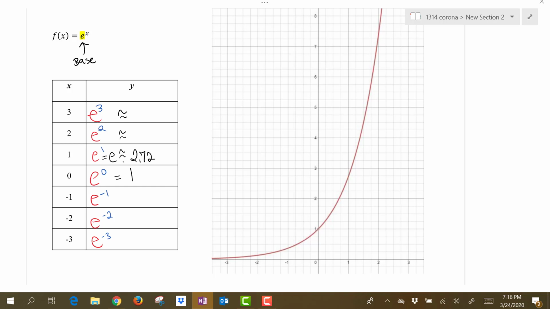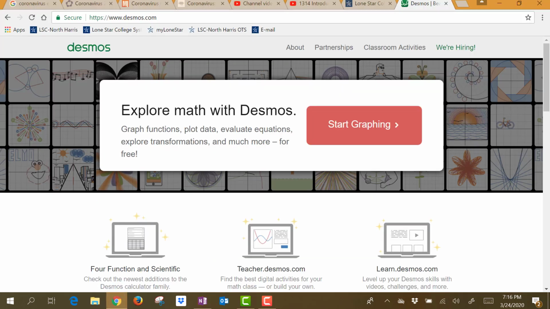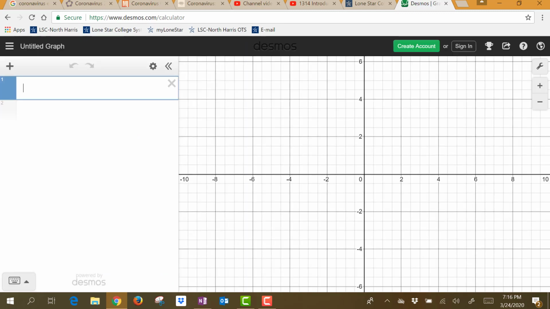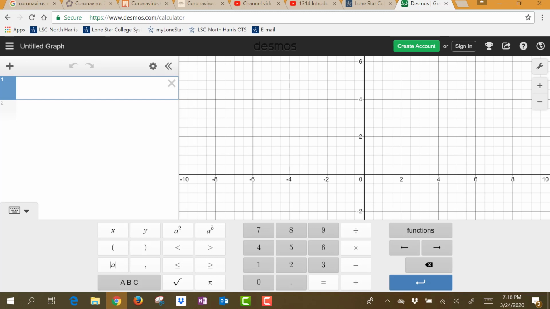I'm just going to show you in Desmos how to do this, and you're welcome to do this on a test or on homework. Desmos is spelled D-E-S-M-O-S, so Desmos.com. You can pull that up on your phone or your computer. Once you get there, I'm going to click Start Graphing. Then you can go down here to this little keyboard and type in e.